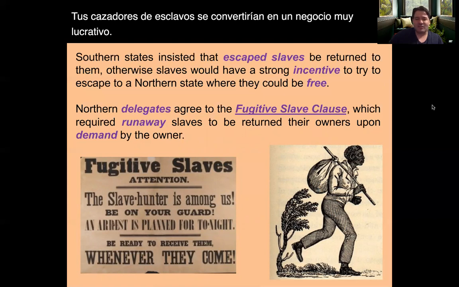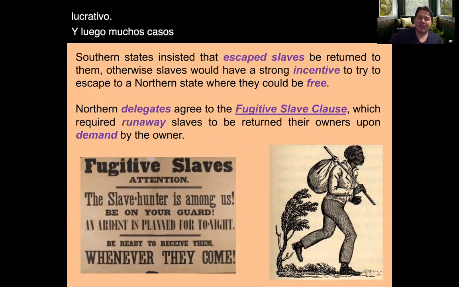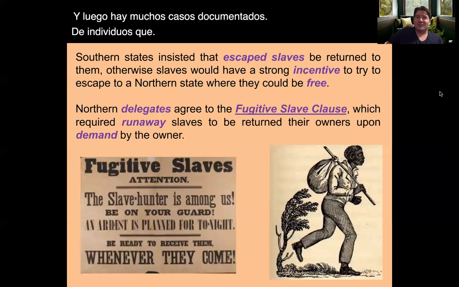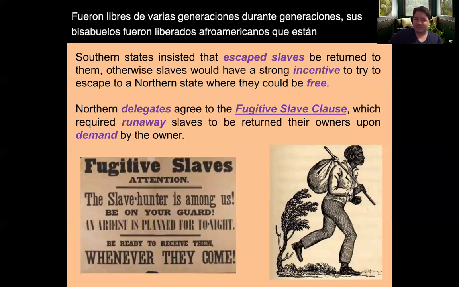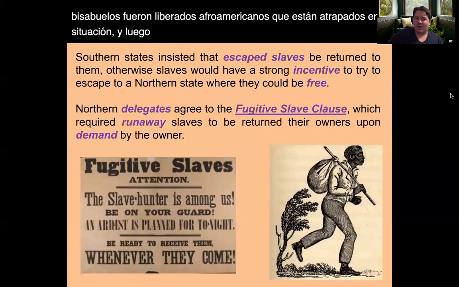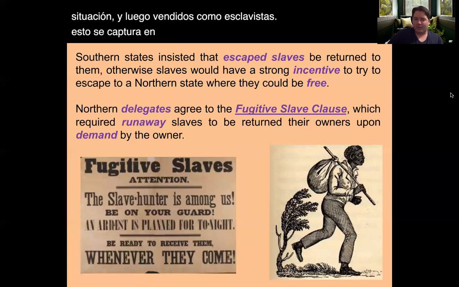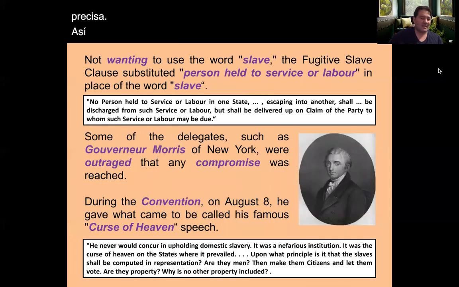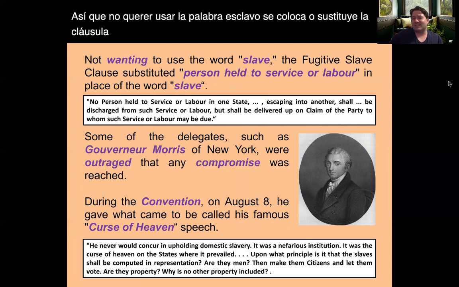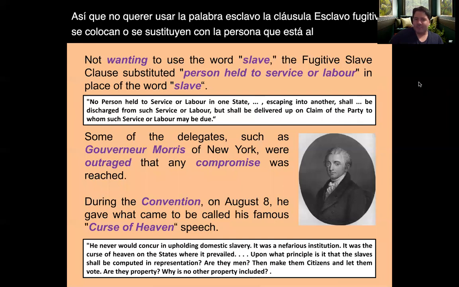And there are many documented cases of individuals who were free for generations, whose great-grandparents were freed African Americans, who were caught up in this situation and then sold into slavery. This is captured in a novel and also a movie entitled 12 Years a Slave, in a pretty accurate depiction. Not wanting to use the word slave, the Fugitive Slave Clause substituted it with "person held in service or labor" in place of the word slave.